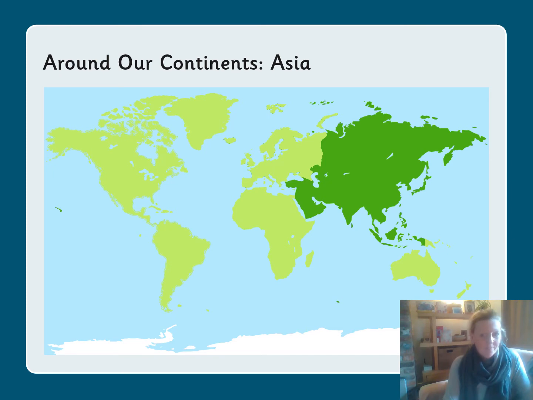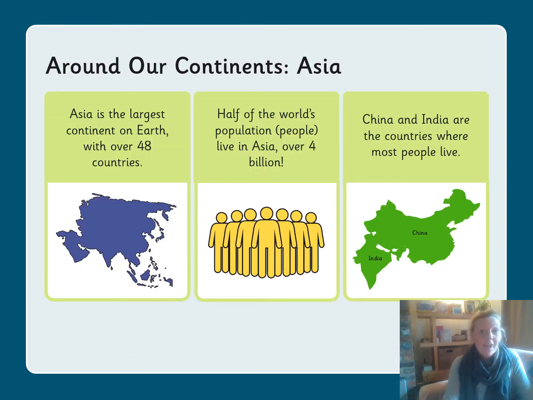Let's find out a little bit about Asia. So Asia is the largest continent on Earth. It has over 48 countries. Half of the world's population live in Asia. That's over 4 billion. I wonder how many zeros that's got in it. China and India are countries where the most people live.